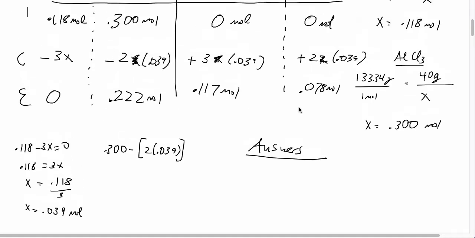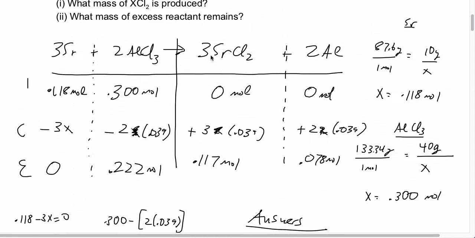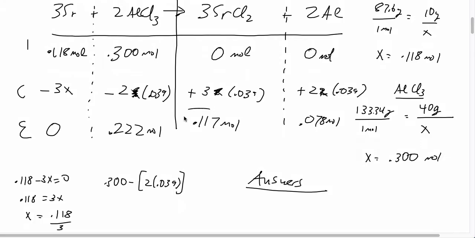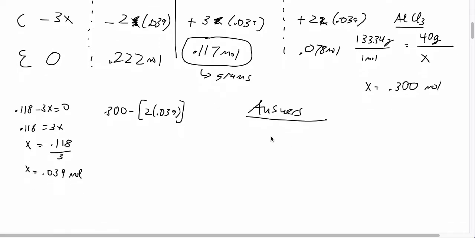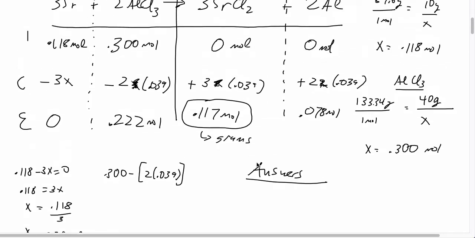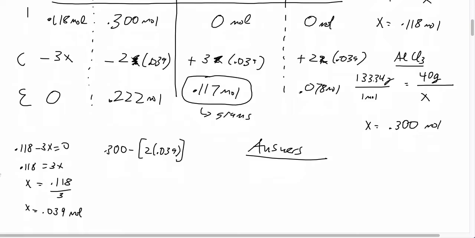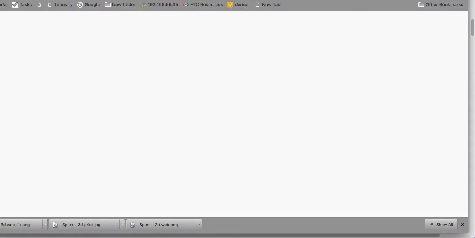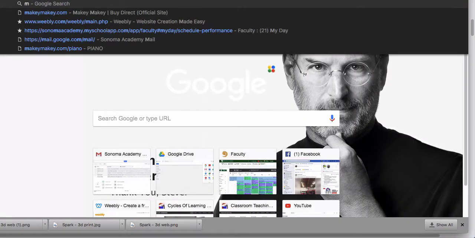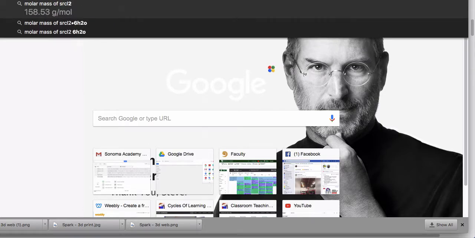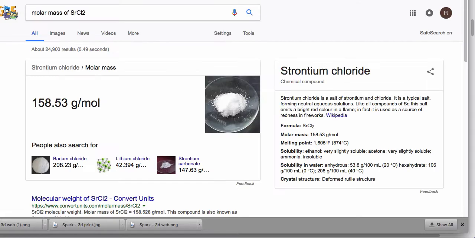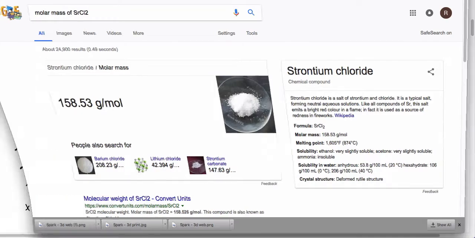So XCl2, we know that that's SrCl2, and we made this many moles. So we have to convert that to grams. So let's do that first. What we're going to do is look for the molar mass of SrCl2 first, because I'm lazy. The molar mass of SrCl2 is 158.53.